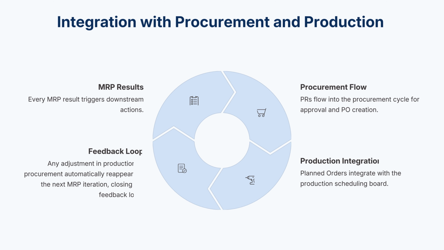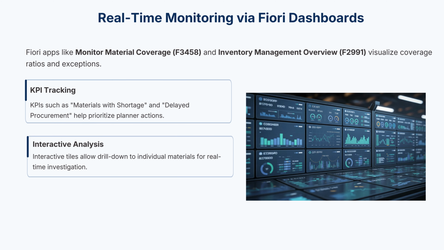Integration with procurement and production. Every MRP result triggers real business actions. Purchase requisitions enter the approval cycle, and planned orders are scheduled for production. If a purchase order is created, goods receipt will later update MRP records automatically. This closed-loop integration ensures supply and demand data remain synchronized across modules.